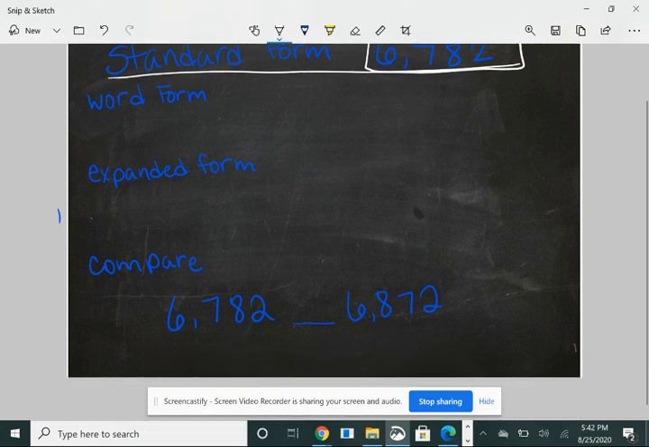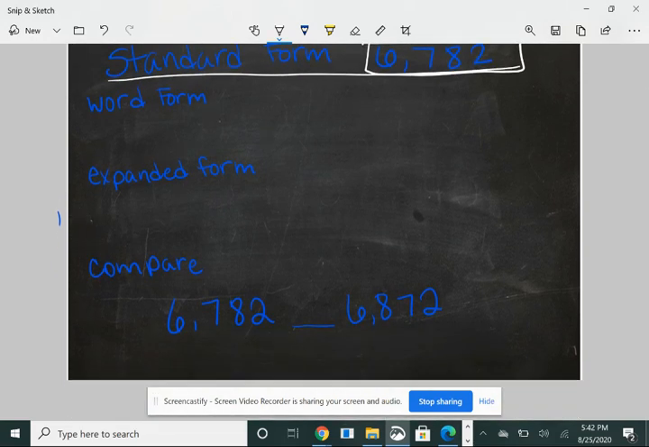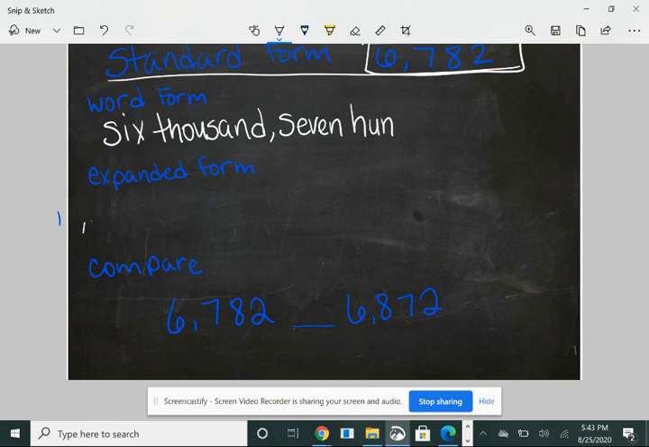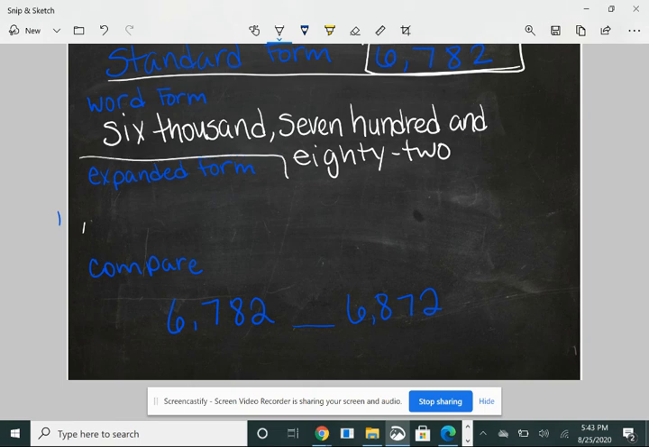6,000. And I'm going to put a comma just like I do when I write the number. 782. And I ran out of room because I wrote a little bit big. Sorry, forgot the O at the end. Okay, so here we have it. Word form, 6,782. Okay, that's how I would say it.